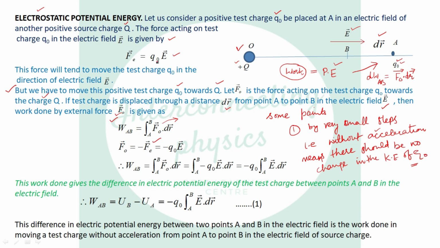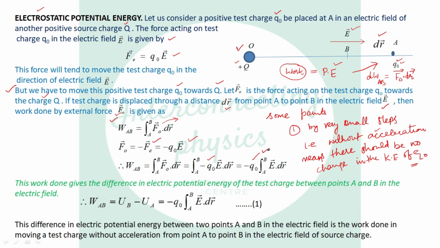If Fe is Q naught E vector, then F naught vector will be minus Q naught E vector. So work done, put the value of F naught here, that is minus Q naught E dot dr. Q naught can be taken outside from the integration.